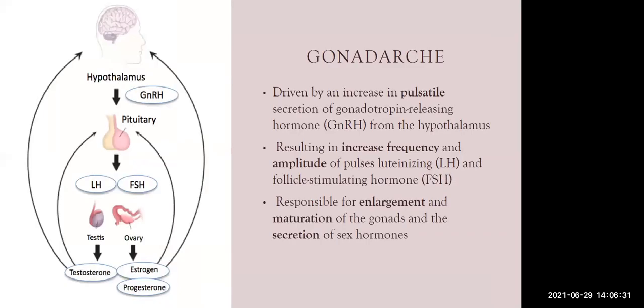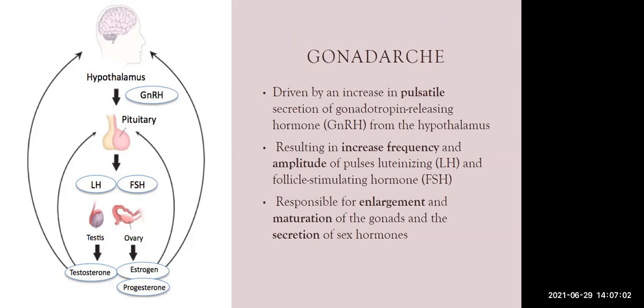So next slide. We'll talk about the physiology of puberty. First, gonadarche. What is gonadarche? It is driven by an increase in pulsatile secretion of gonadotropin releasing hormone from the hypothalamus. As someone increases in age, GnRH is secreted at the hypothalamus in a pulsatile manner. This increases the frequency and amplitude of production of luteinizing hormone and follicle stimulating hormone at the pituitary gland.